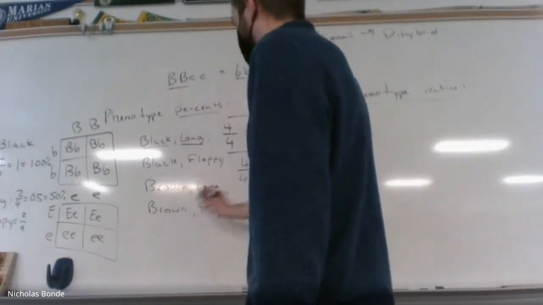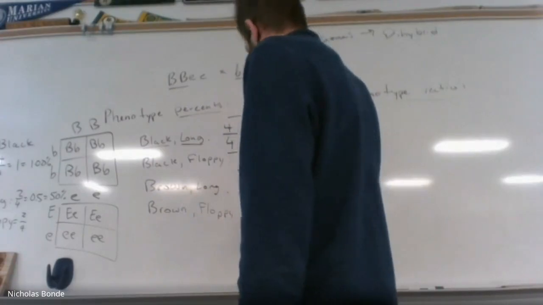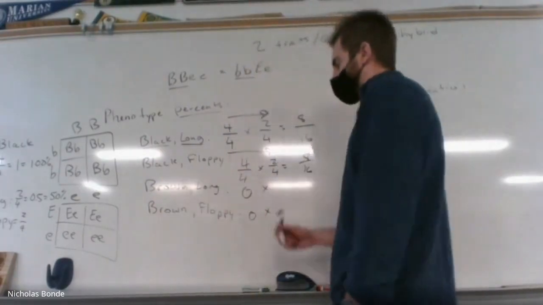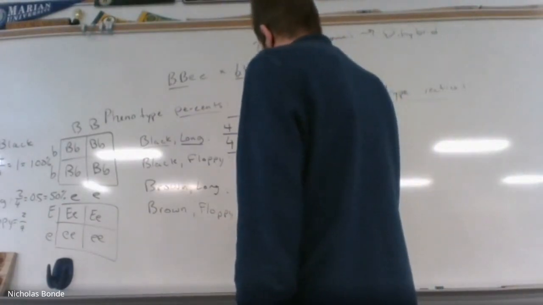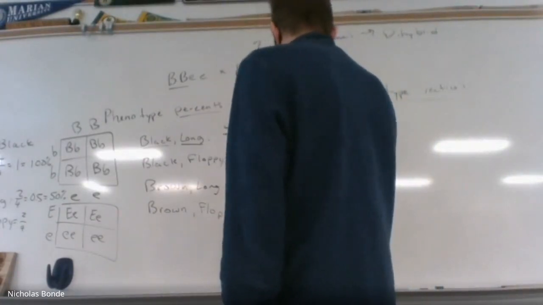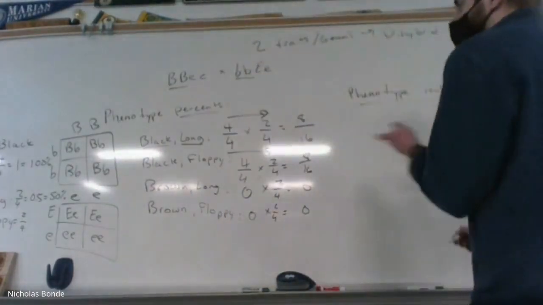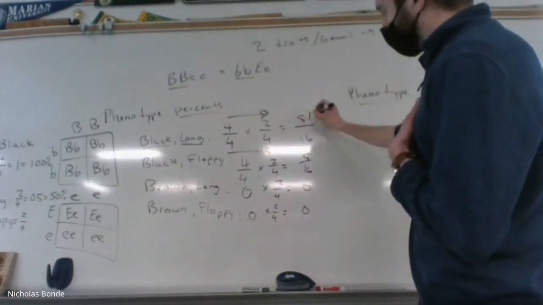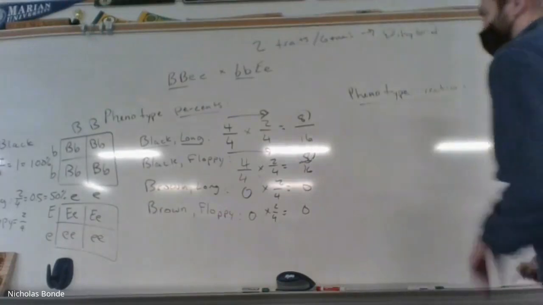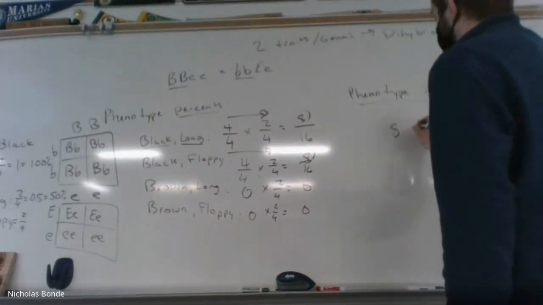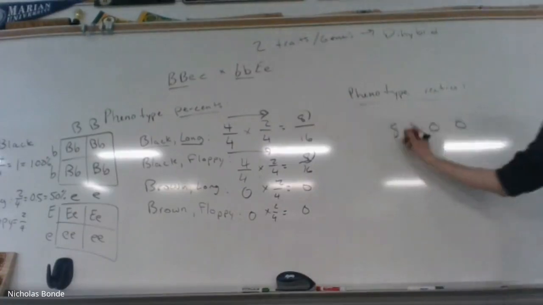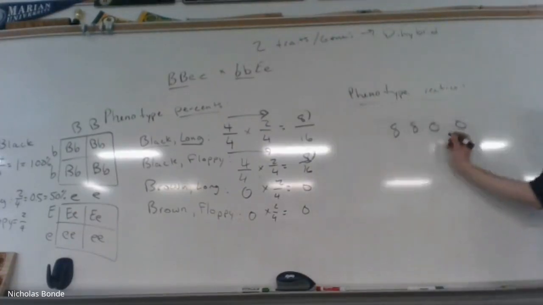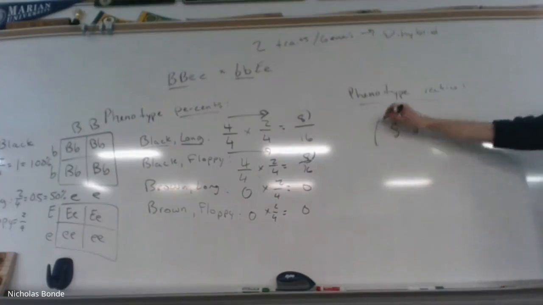Okay. These are 0%. 0 out of our 4 are brown. I can still write it out just to show my work, but it's 0. So now if I was to do a ratio, since all of our denominators will be the same, which is 16, you can just write 8, 8, 0, 0. So that's a ratio.